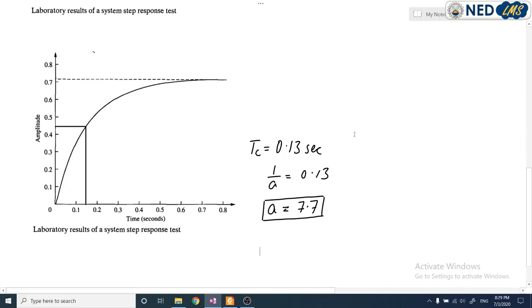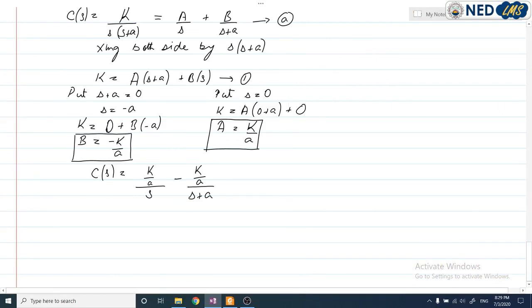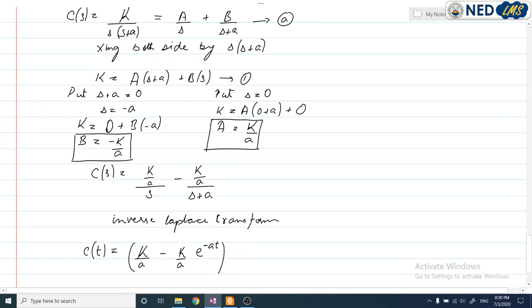and for that I am using the step response that we have derived earlier here, and here if I take inverse Laplace transform, our output in the time domain will be K over A minus K over A e to the power minus at, u of t.